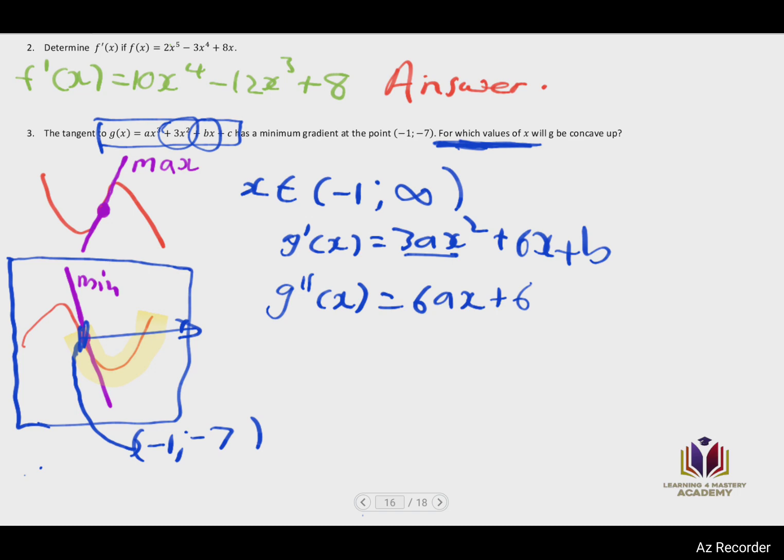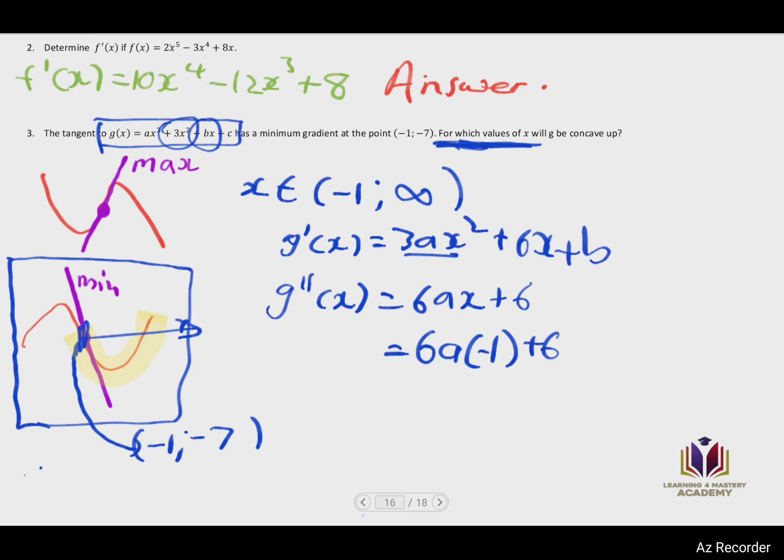And now we need to work out the value of what? We need to work out the value of our a. You understand? So then I'm going to come here and say 6a, open bracket. Remember, what's the x value at the point of inflection? The x value at the point of inflection is -1. We put the -1 here. Then we say plus 6.